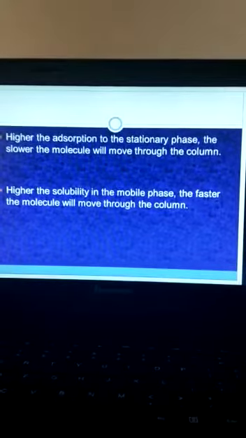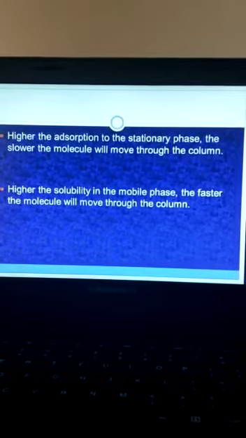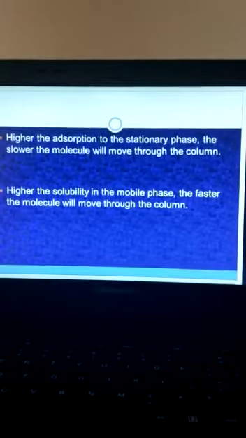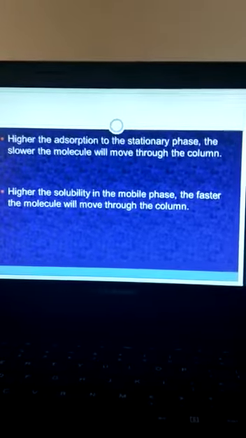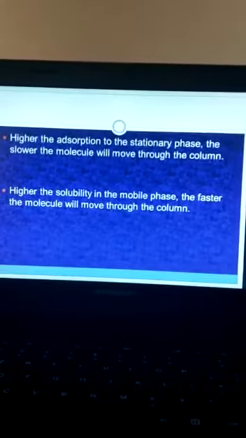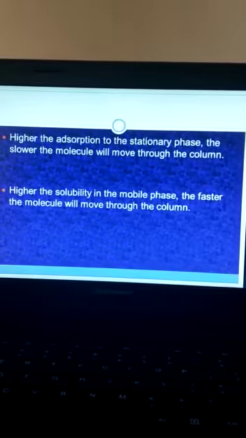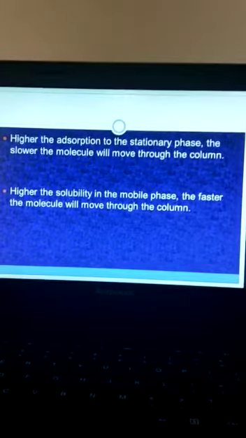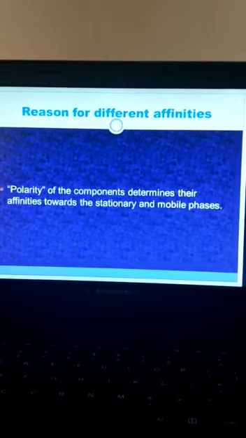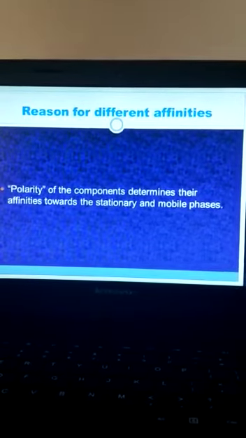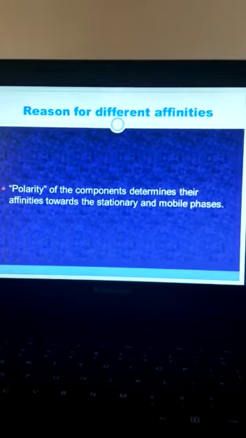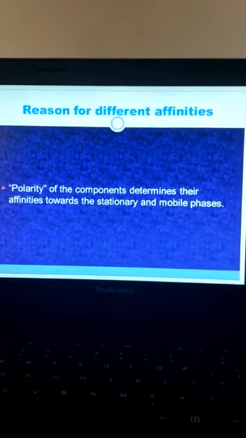Higher adsorption to the stationary phase means the components are bound tightly to the stationary phase and therefore move slowly. Higher solubility in the mobile phase will make the components move faster as they dissolve in the mobile phase. What makes the pigments or components have different affinities towards the stationary phase and mobile phase is the polarity of the components.